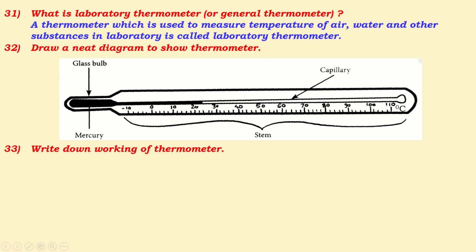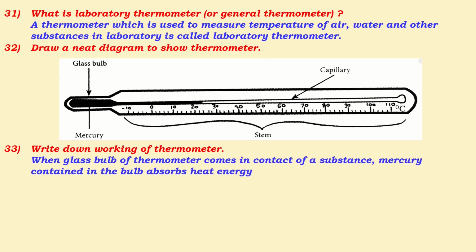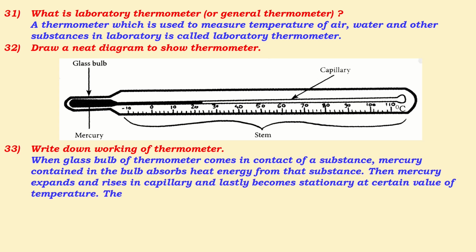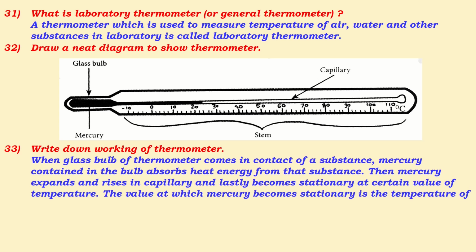We can write it this way: when the glass bulb of the thermometer comes in contact with a substance, the mercury contained in the bulb absorbs heat energy from that substance. Then the mercury expands and rises in the capillary and lastly becomes stationary at a certain value of temperature. The value at which the mercury becomes stationary is the temperature of that substance.